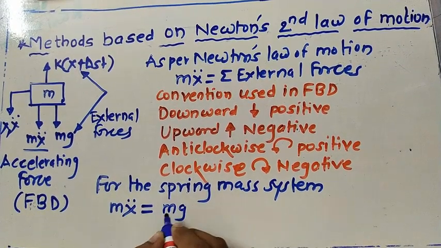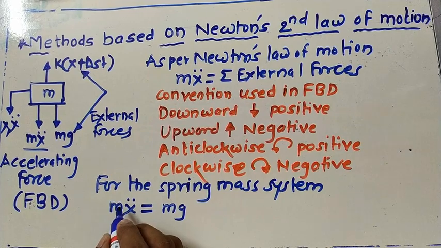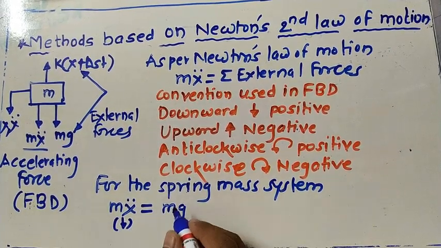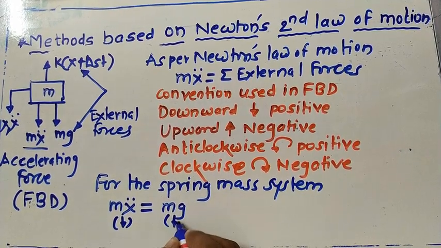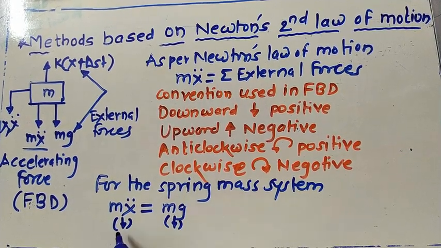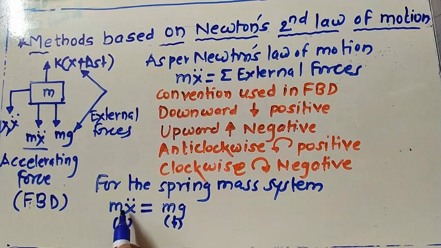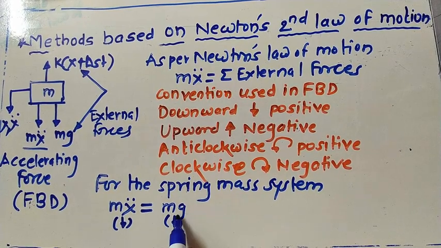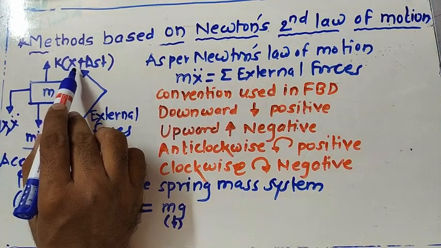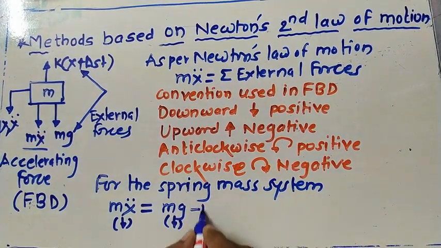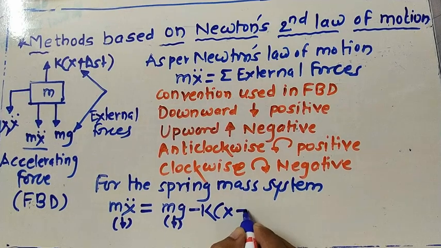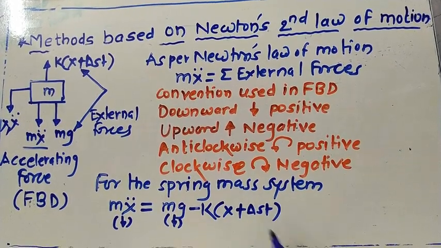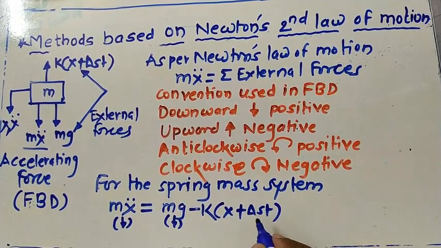Now concentrate on this force, mg. I'll write some conventions beside every force so that you can get clear information regarding this. I'll show the downward direction intentionally here, so the positive sign should be given for this force. The next force with us is this one, so a negative sign must be given for this spring force.